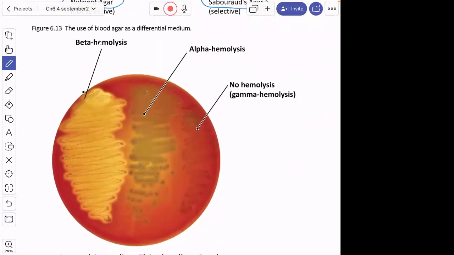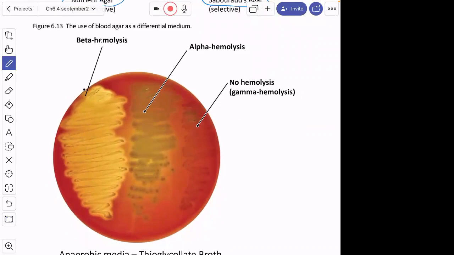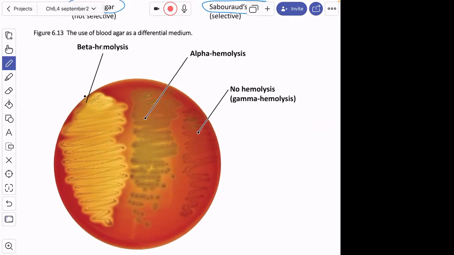Remember, differential media causes some organisms to take on a different appearance. There's something in there that you can look at and say, oh, this has changed color, so I know this about that organism. One example is blood agar. You're going to use this again later on in lab. It's actually sheep's blood that we put into the agar. Organisms have characteristic ways that they can break down red blood cells. Some organisms will totally break down red blood cells, lyse them right open. We call that beta hemolysis. Organisms have the right enzymes to do that.